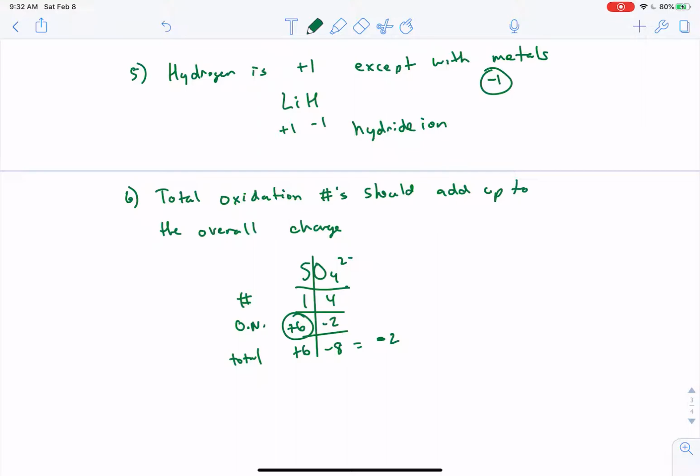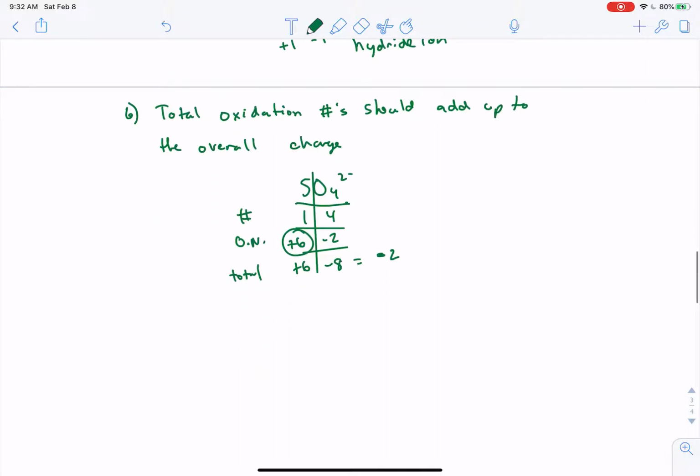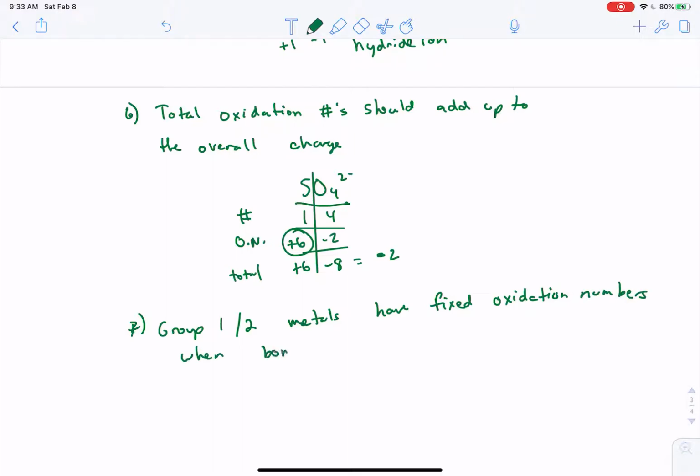I guess, if you want, you can also say group 1 and group 2 metals have fixed oxidation numbers when bonded. They're always +1 and +2 respectively. So that should also be another rule that you want to follow. The transition metals can fluctuate, so don't rely on those.